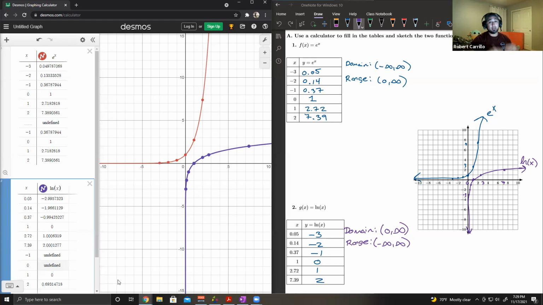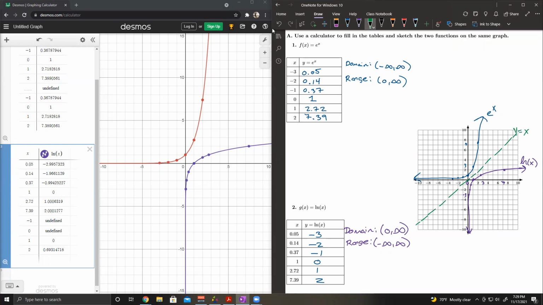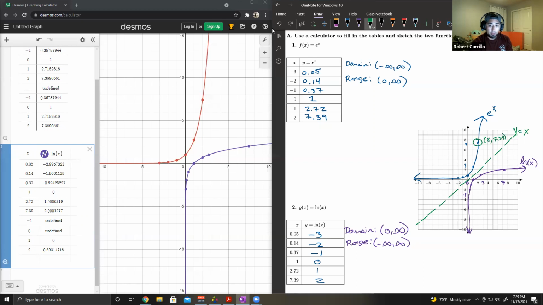The next thing we want to look at is the symmetry. Well, if I were to graph this line, y equals x, do these functions look symmetrical across this line? Yes. And again, you can prove it. Pull a point. This one is 2 and 7.39. And this point is 7.39 and 2. So we take that point, reflect it over that line. And you can see that these two graphs are symmetrical.